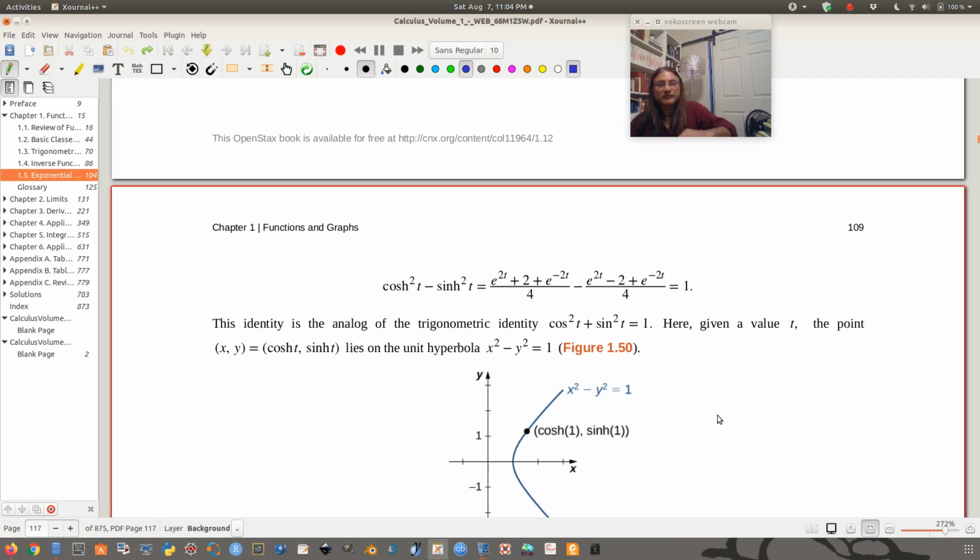So what we find out is that if you do cosh squared t minus sinh squared t and use the definitions of these two functions, plug them in, cosh squared t minus sinh squared t is equal to 1. Compared to trigonometric functions, where cosine squared t plus sine squared t equals 1, the plus is now replaced by minus. If you call these x and y, x squared minus y squared equals 1, and that is the equation of a hyperbola. That's why these functions are called hyperbolic functions.